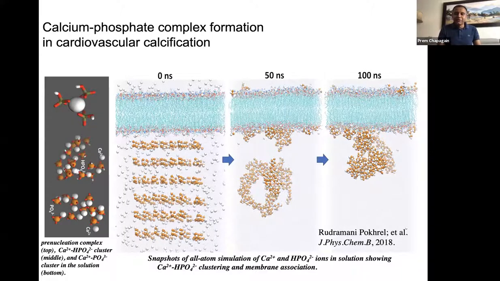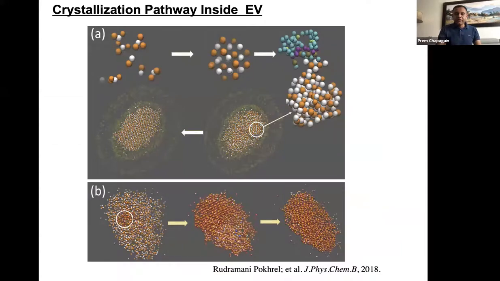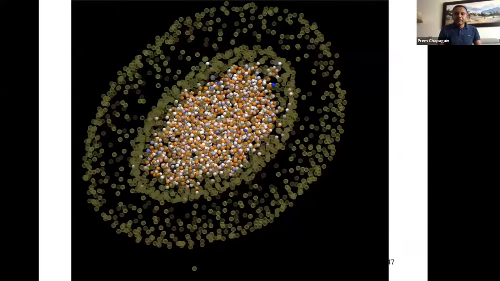Graphene, and now this one. My colleague here at FIU looks at calcification, micro calcification in cardiovascular tissues. And I was interested in whether we could simulate that process, how the calcium and phosphate come together and form clumps and eventually crystallize.